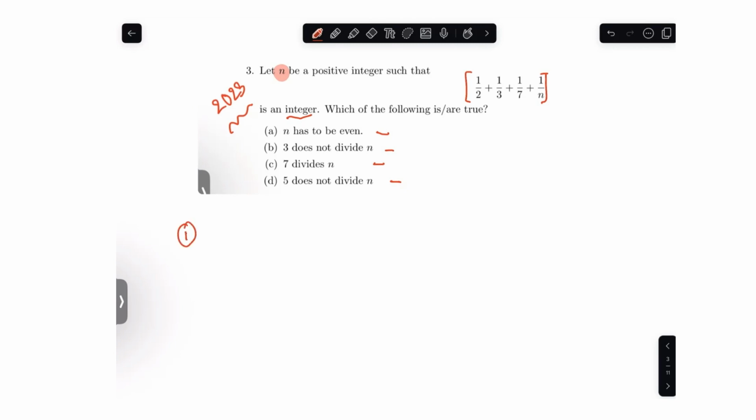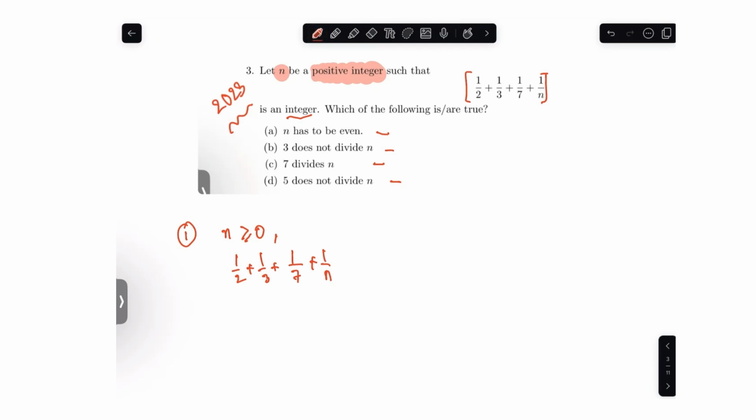Before we move on to solving the problem, the first step is to understand whether we are suitable enough to solve the problem, whether we have the knowledge. So first step is to understand what information is given and whether we really understand the information content in the problem. So the information given is n is a positive number, so n is greater than or equal to 0. There's an expression that is 1/2 plus 1/3 plus 1/7 plus 1 by n.